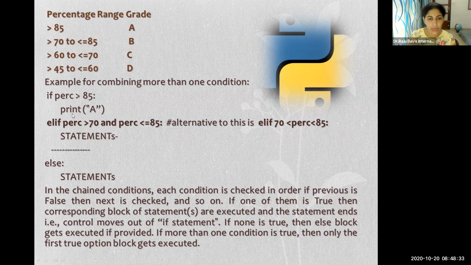Okay, let's see. This should be true and this expression should be true. So true and true will give you a result true. If the expression is true, that means this particular block will get executed. It can be a single statement, two statements, three, four, any number of statements. So this should be true, this should be true.